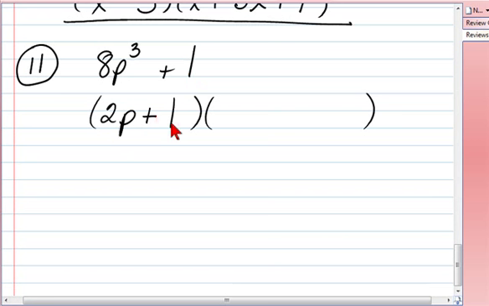1. To build the trinomial, I need square, change the sign, product, square. 2p times 2p is 4p squared. Make sure you square the 2 and the p. Change the sign, minus, product, 2p, square the last one, 1. Done.